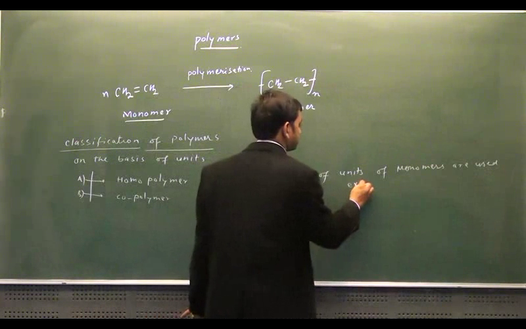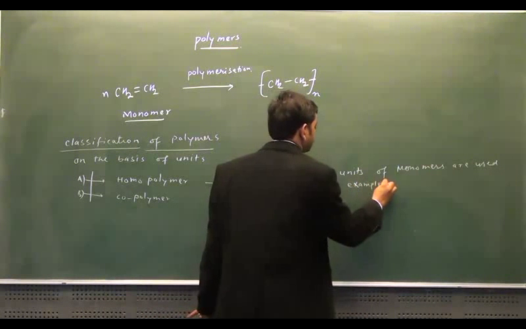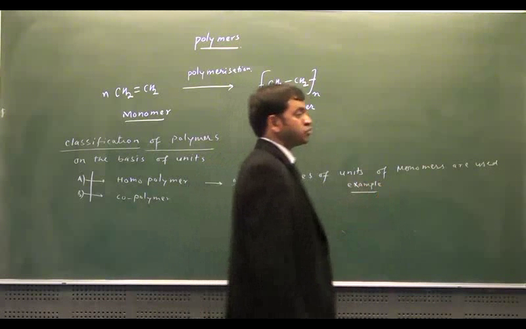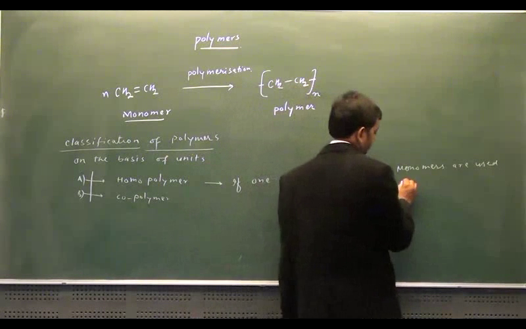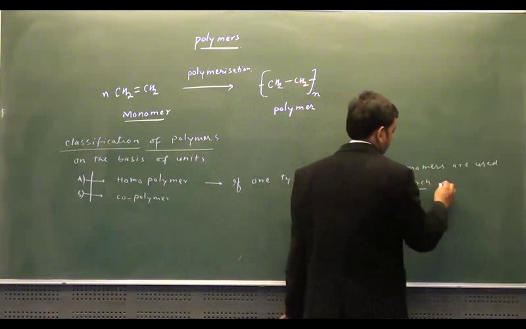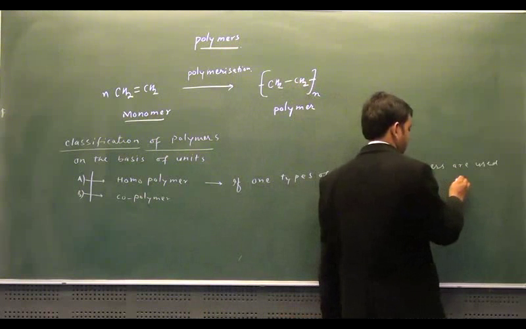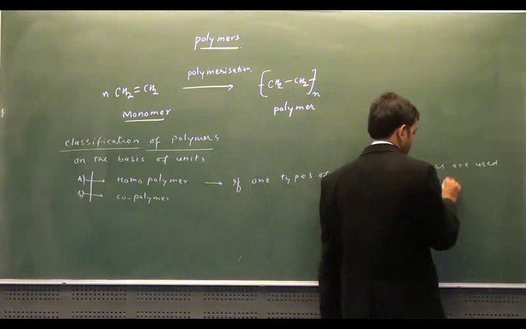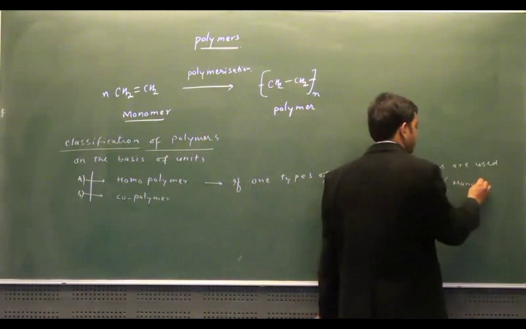Example: glucose, that is, they form starch. The monomer is alpha D glucose.